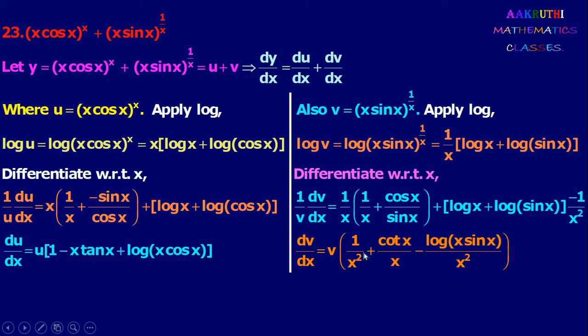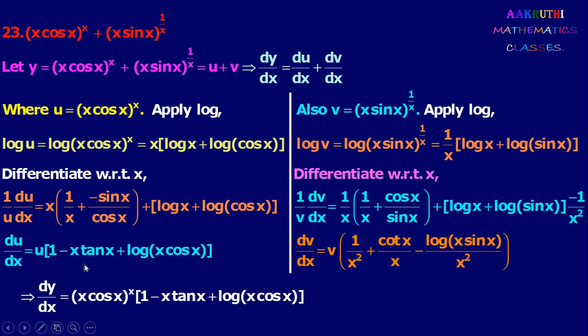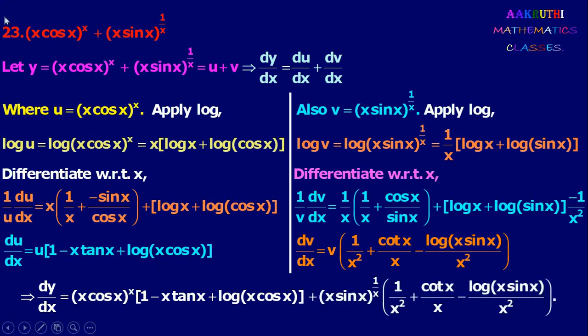So we have du by dx and dv by dx. Substitute in dy by dx, we get dy by dx is, substitute u value, it is (x cos x) to the power x into (1 minus x tan x plus log of x cos x), plus substitute v value, it is (x sin x) whole to the power 1 by x into (1 by x square plus cot x by x minus log of x sin x divided by x square). So therefore dy by dx is (x cos x) to the power x into (1 minus x tan x plus log of x cos x) plus (x sin x) whole to the power 1 by x into (1 by x square plus cot x by x minus log of x sin x divided by x square).